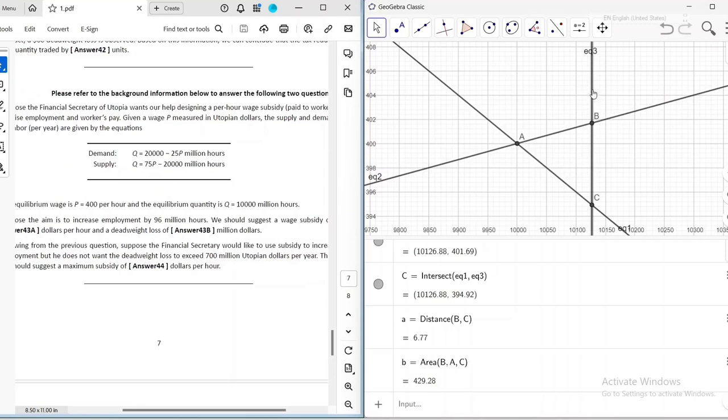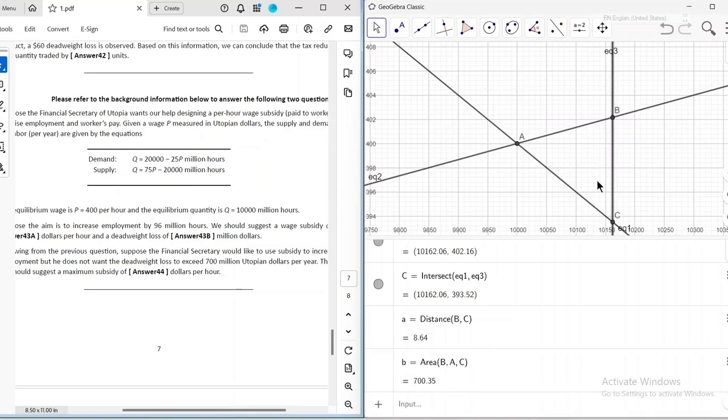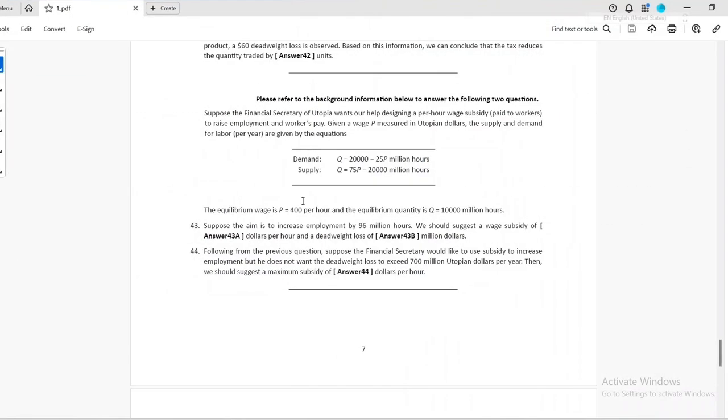It should not exceed 700, so the maximum you can make it is 700. Okay, so let's make it 700. This is almost 700. So for the maximum subsidy, you can see the length of BC here is 8.64. All right, so this is your answer. Now let's move on to the last question.